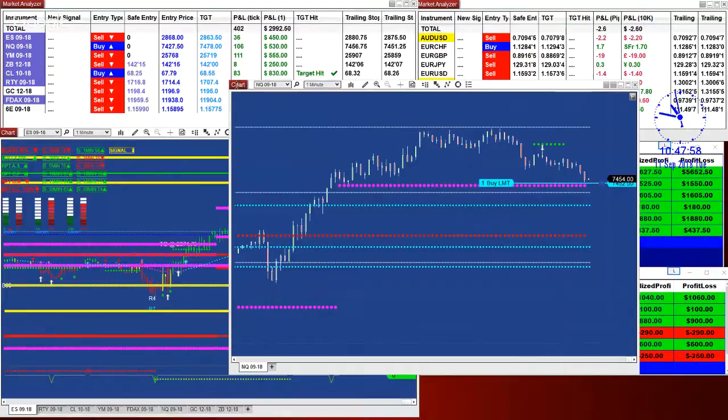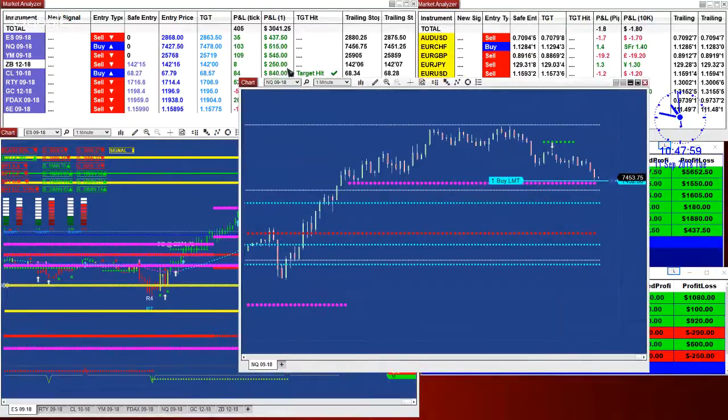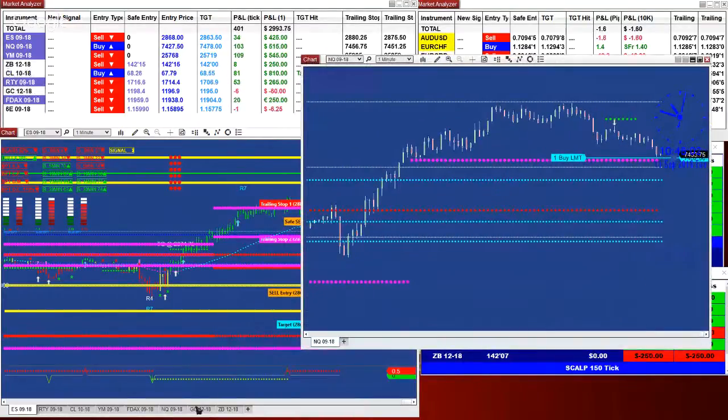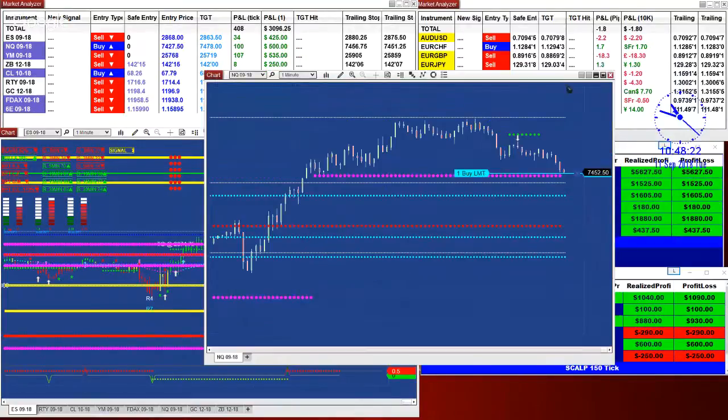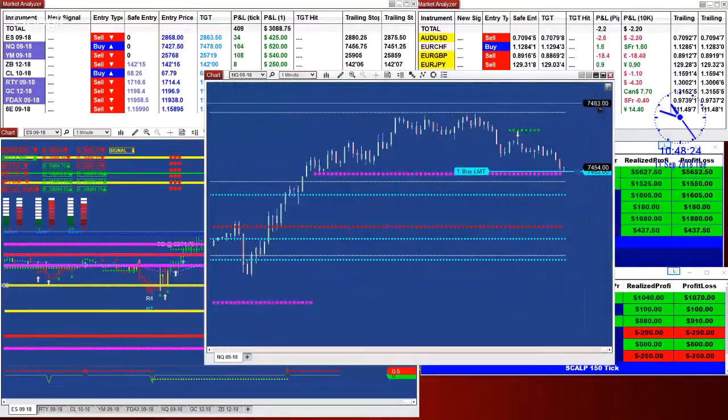It looked like the DAX took a new entry. Let me see. NT8 won't let me go from one chart to another. Look at this. I cannot believe it. Okay. Oh, are you joking?